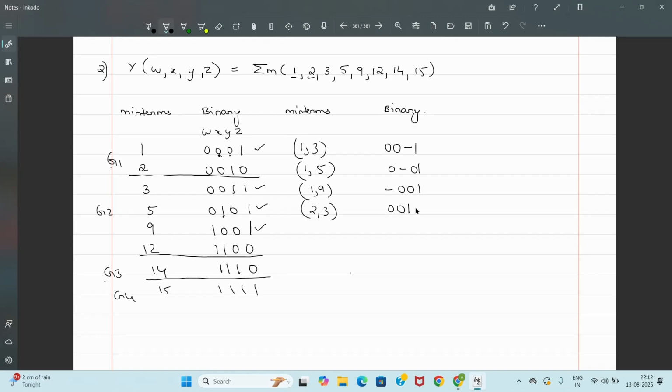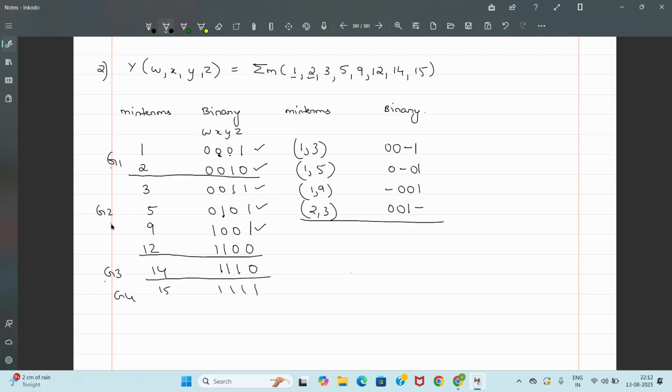The answer is going to be like this. So 2 has been used now. Next, compare 2 with 5. Not possible. 2 with 9 is also not possible. 2 with 12 is also not possible. So you're done with the first two group comparisons.